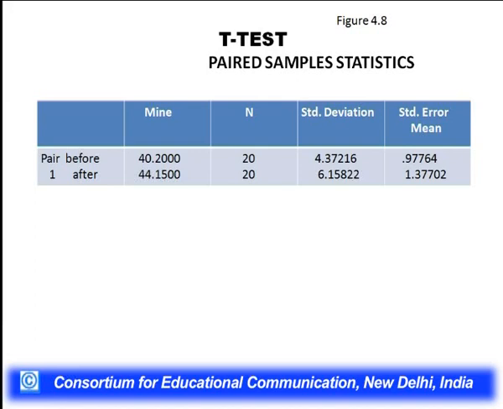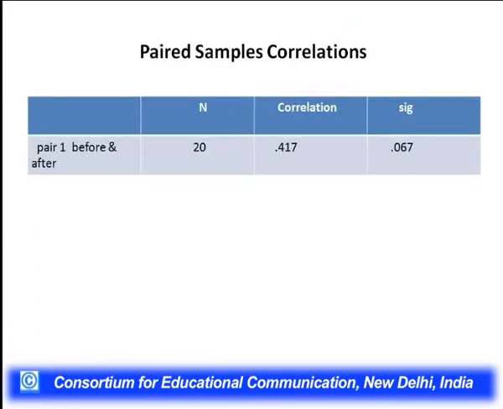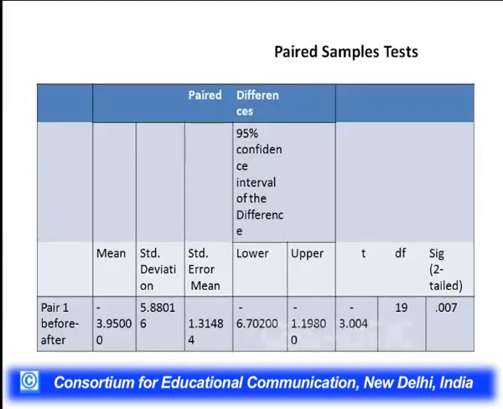The standard deviations are 4.3 and 6.15 for before and after, and because it is a paired sample t-test, the standard error means are 0.9 and 1.3. In the paired sample correlations, as you can see, the significance value is 0.067, the correlation is 0.4, the number is 20 and pair 1 is before and after. In the paired differences for pair 1, before and after, the mean comes to 3.9, the standard deviation 5.8, and the standard error of the mean 1.3.